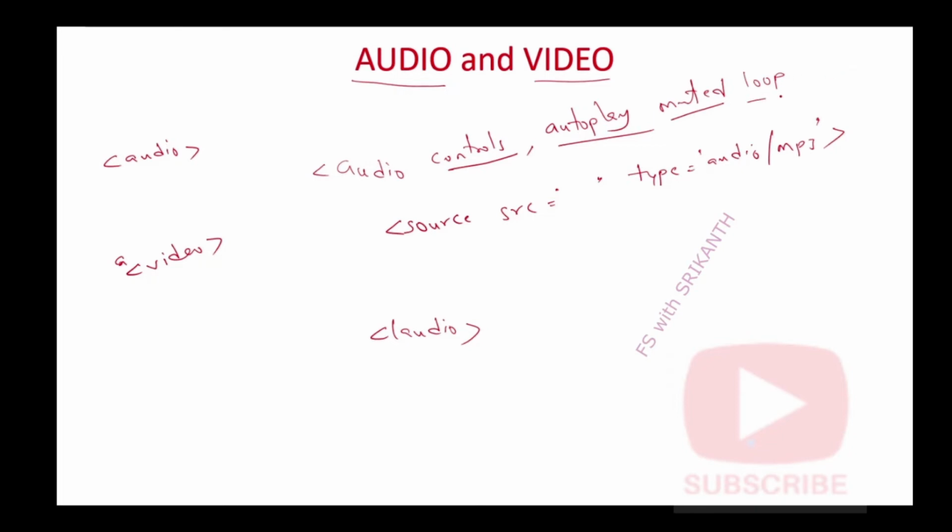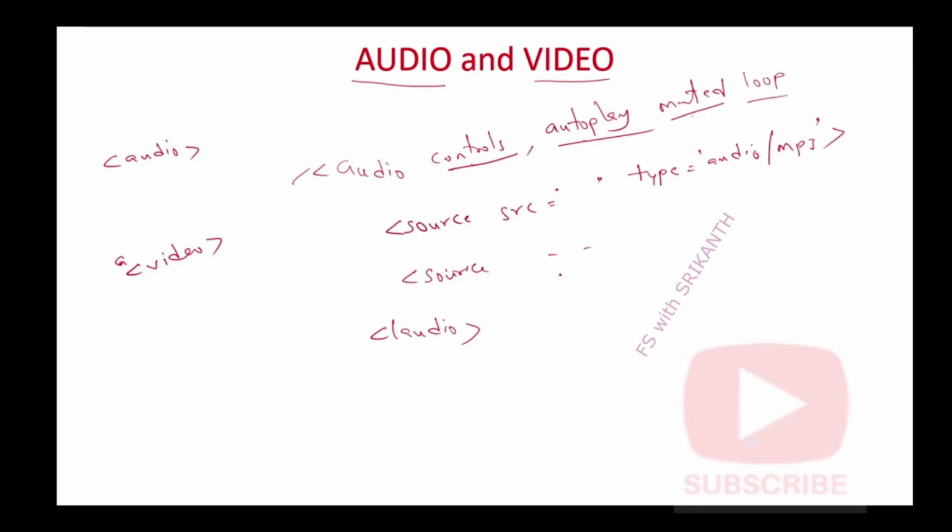So, controls means pause and stop buttons will be provided. Autoplay means when the web page is opened, your file starts playing, and muted will stop your voice. And loop means it will repeat n number of times. And there is one more, the src attribute, which is in the source tag. So one audio element may support any number of source tags. The Chrome browser itself decides which source file will run automatically.